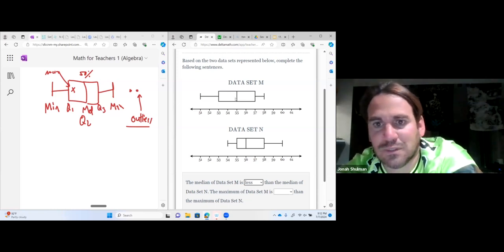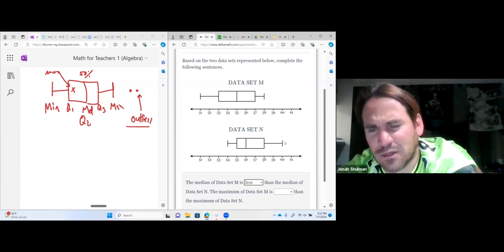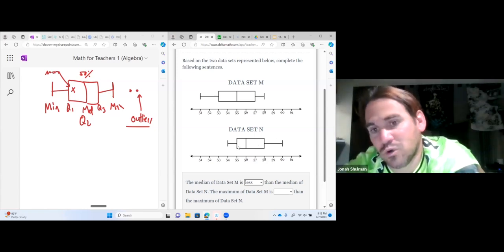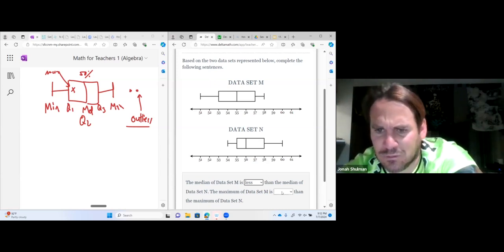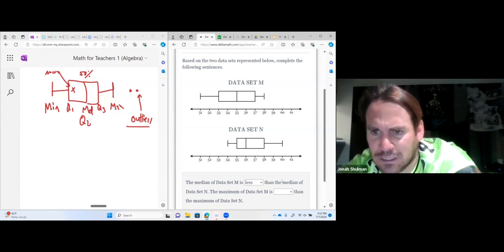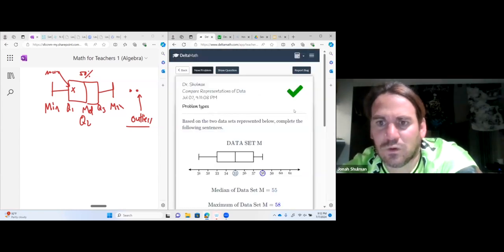What does this mean? This means the data is more spread out. This data is more bunched together. Are they almost an equal spread? I don't know. It's just that more scores are right here for this one. This one's more equally spread. The maximum of the data, the max is here. The median of data set M is less than that. The maximum of data set M is less than. Okay, I can do more of these, but we'll get there.